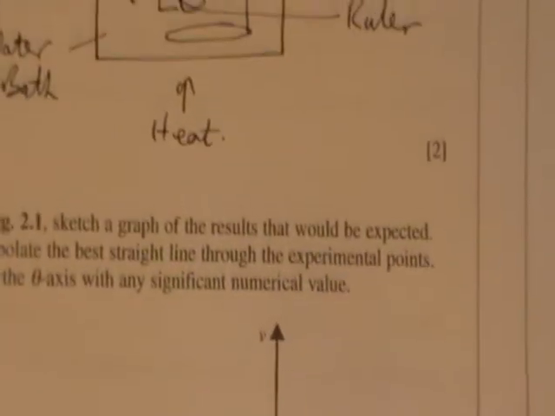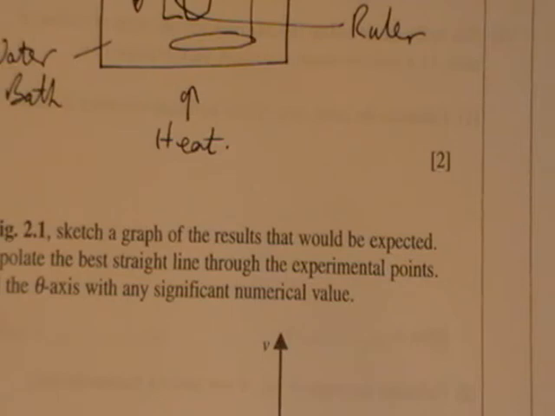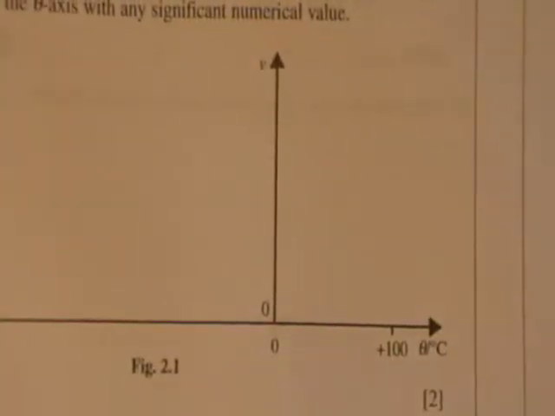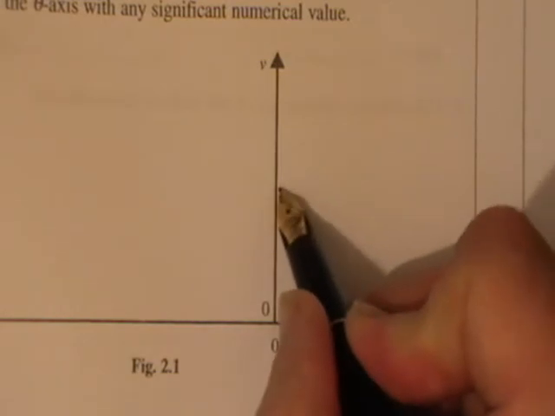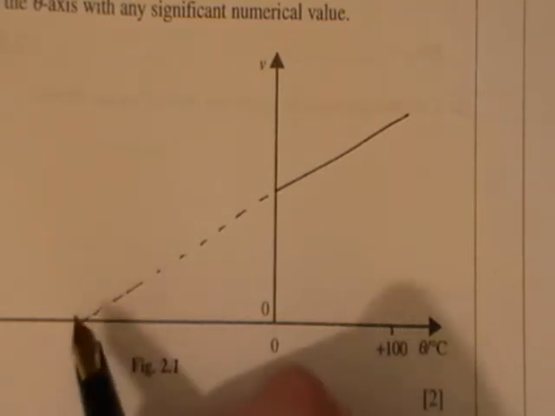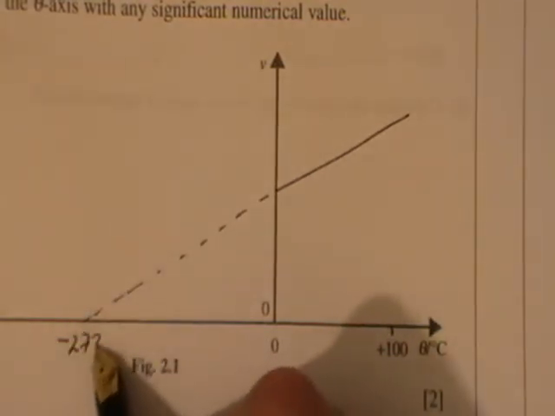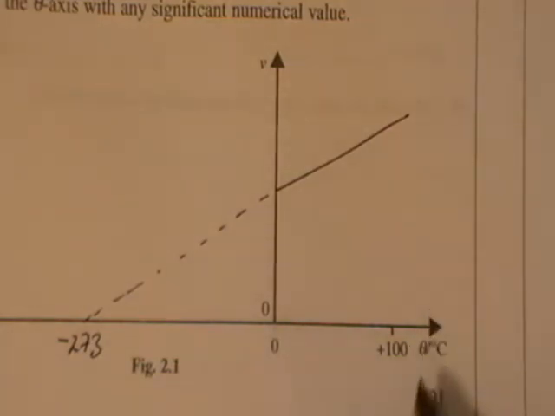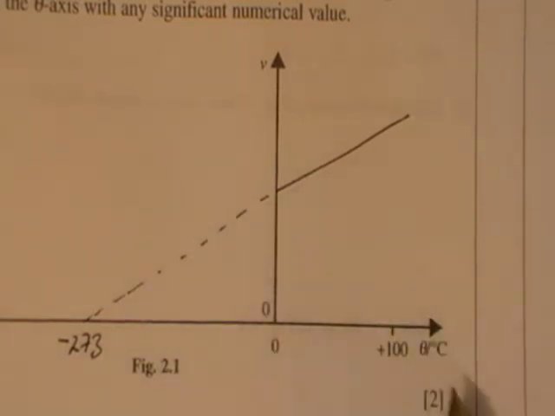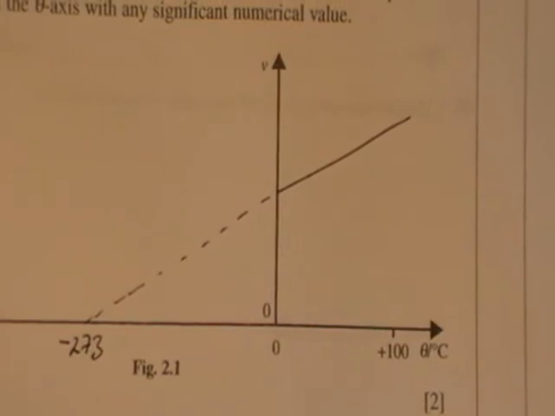Then it says on figure 2.1 below, so this is this diagram here, sketch a graph of the results that would be expected. Extrapolate the best straight line through the experimental points. So, well, this is what you would expect. You would expect to get a straight line, not going through the origin. When you extrapolate that back in a straight line, it will intercept at -273, and this is the volume against temperature in degrees Celsius, which gives us a straight line which extrapolates back to -273.